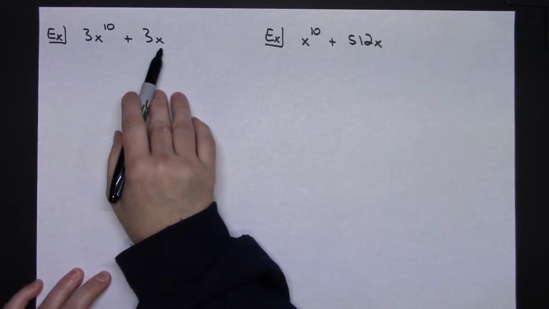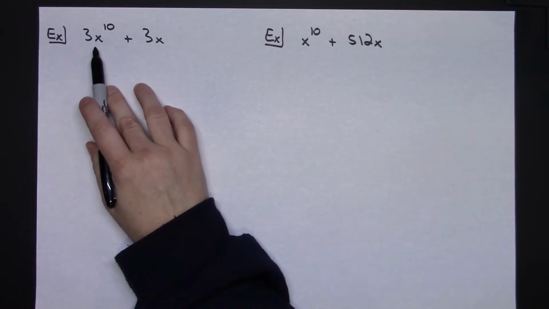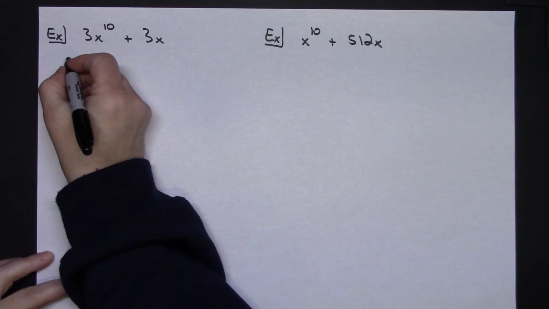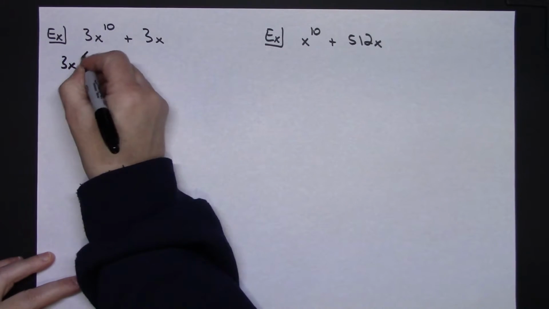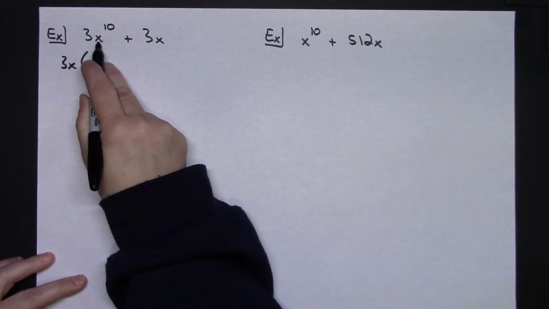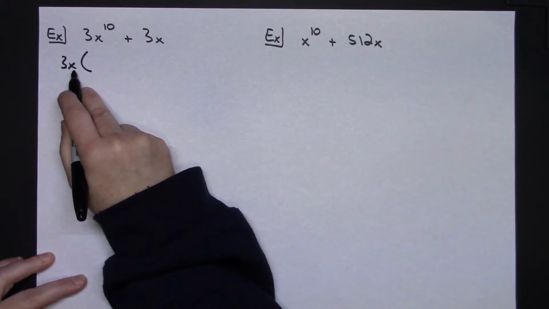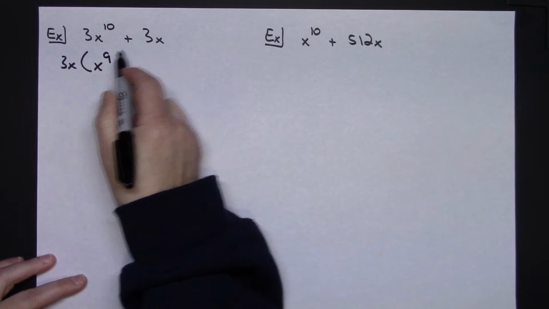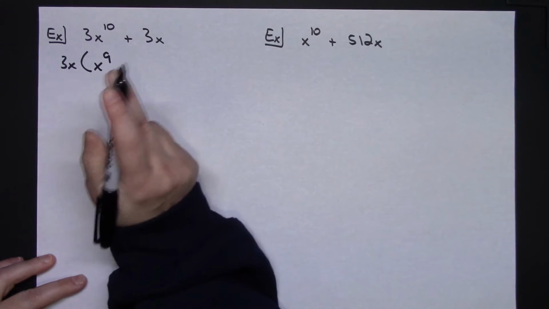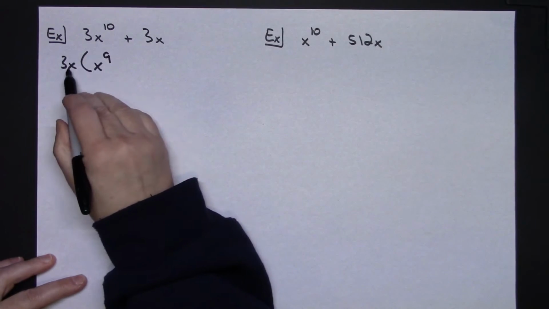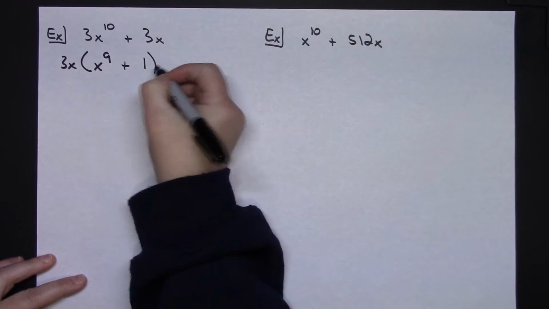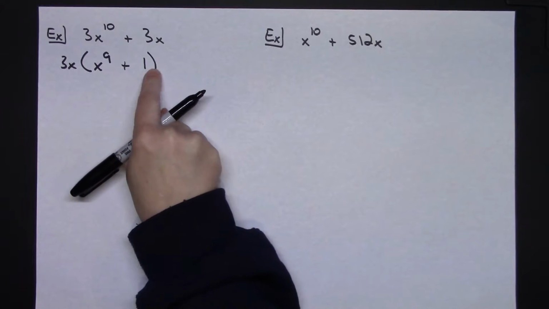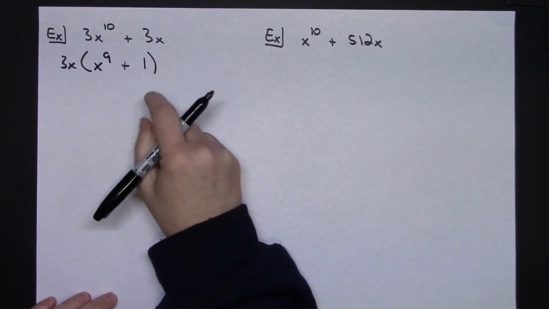First thing you always want to do, check for a greatest common factor. Looks to me like 3x is going to be my greatest common factor here. So if I pull that 3x out, 3x to the 10th, take out a 3x, that's going to leave me with an x to the 9th. 3x, take out a 3x, keep in mind you're dividing when you take it out, so 3x divided by 3x is going to leave you a 1, plus 1 right there. A lot of people make mistakes there and don't put anything there when you take that last term out.